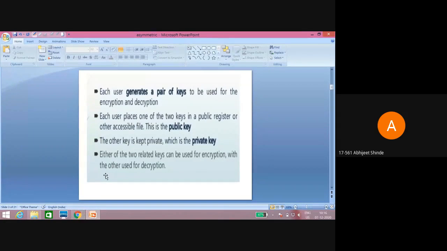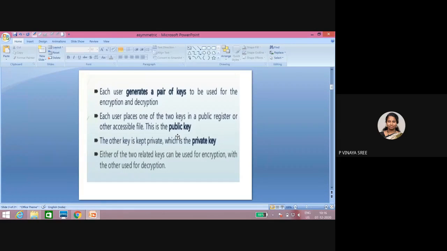Yes, ma'am. Okay. So each user generates a pair of keys to be used for encryption and decryption. Each user places one of the two keys in a public register or other accessible file. This is called a public key. So till now everyone knows that each and every user in a network will have two keys, one is a public key and the other a private key. Public key is distributed, whereas private key is generated by the user.